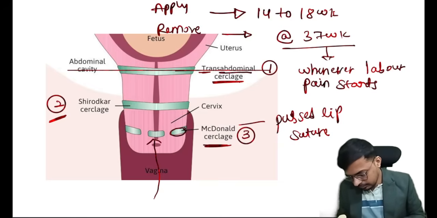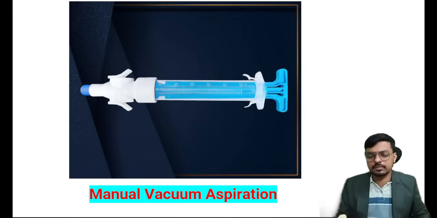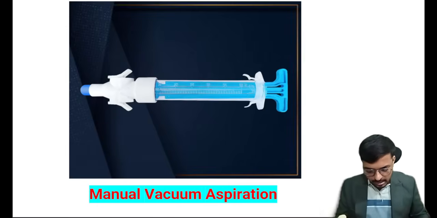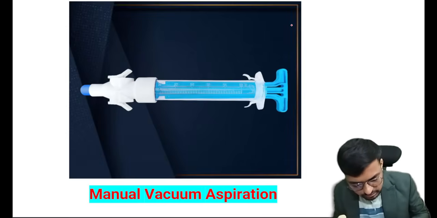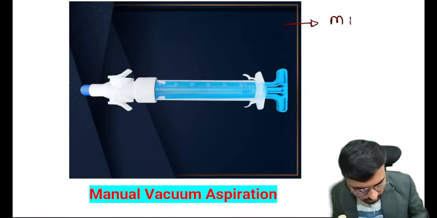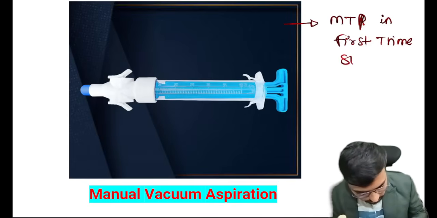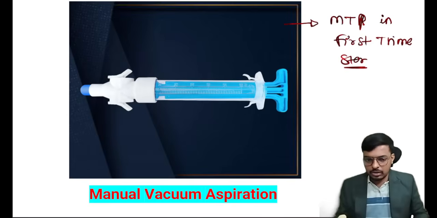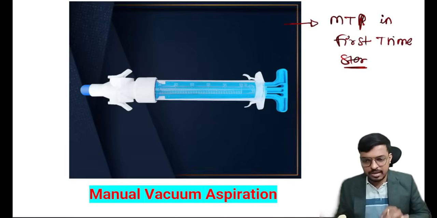Here is an important image-based question in front of you all, so please look at this image. The name is also mentioned. This is what we call manual vacuum aspiration. This is the manual vacuum aspiration syringe. We do this in the case of medical termination of pregnancy, MTP, in the first trimester. We will do the manual vacuum aspiration. So this is the image of the manual vacuum aspiration. I will discuss it in detail later.